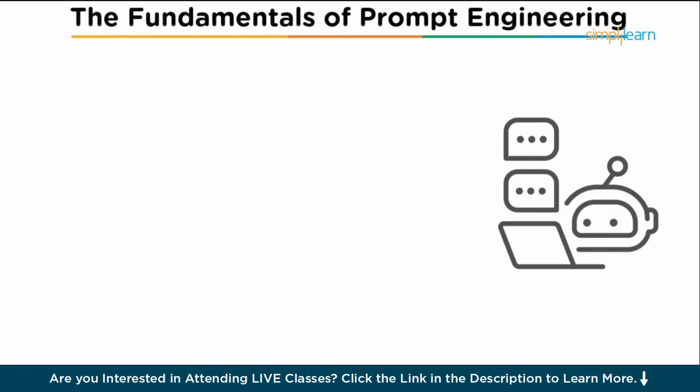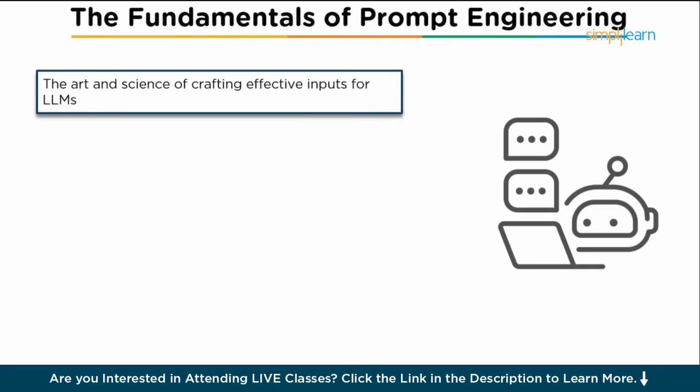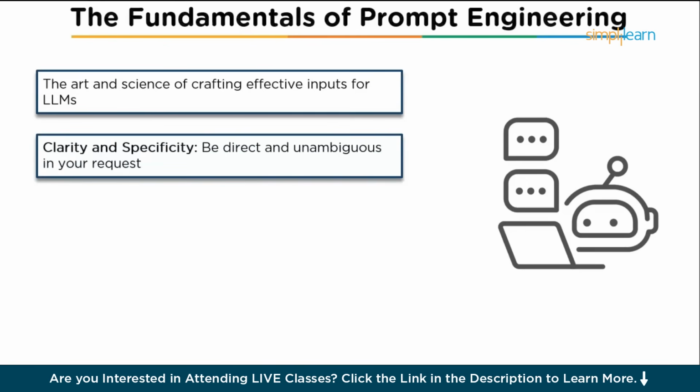Prompt engineering is the art and science of crafting effective inputs for large language models like Gemini. The goal is to design prompts that guide the model to produce accurate, useful, and relevant outputs. One of the key principles is clarity and specificity. You should always be direct and unambiguous in your request. Vague or confusing prompts often lead to unsatisfactory results.